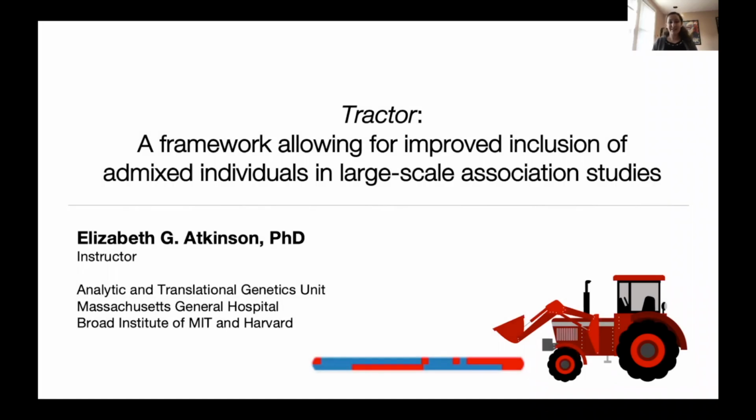Hi, my name is Elizabeth Atkinson, and I'm an instructor in the Analytic and Translational Genetics Unit at Massachusetts General Hospital. I'm excited to tell you today about a method I've been developing that lets you include admixed individuals in genome-wide association studies in a well-calibrated manner.